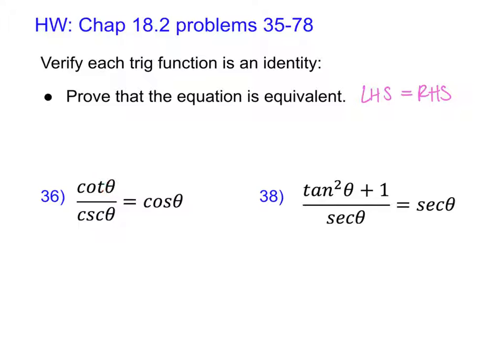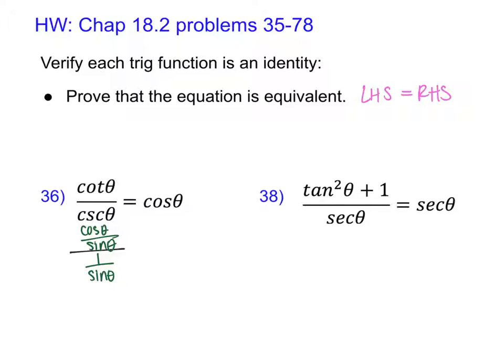So cotangent, we learned last time, is actually cosine theta over sine theta. So instead of writing cotangent, I can write it as cosine over sine. And then for cosecant, if I use the reciprocal, that's 1 over sine theta. So I've changed this to look like cosine over sine, and I've changed cosecant to 1 over sine.